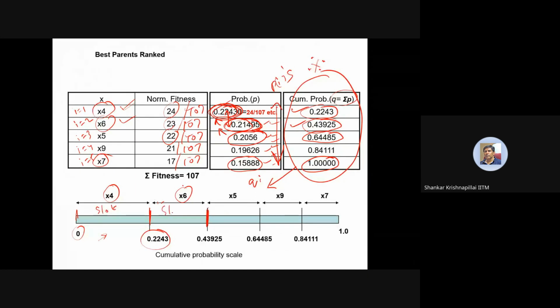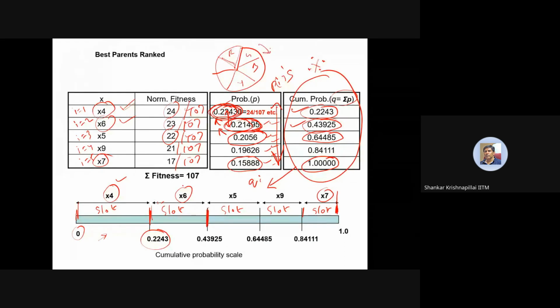Like in the roulette wheel machine, slots are there. Each parent has a slot. The X7 is the worst parent. It has the smallest slot. And X4, the best parent, has the largest slot. So you may be aware of roulette wheel type of gambling in the casinos and all that. So the roulette wheel will look like this. It is a wheel with different sectors. Each sector will have a color, like red, green, blue, yellow, etc.